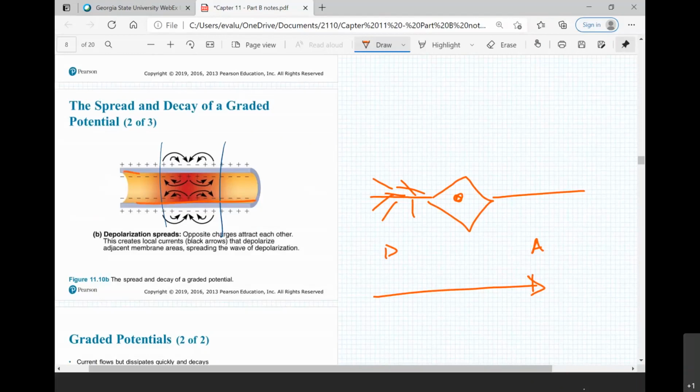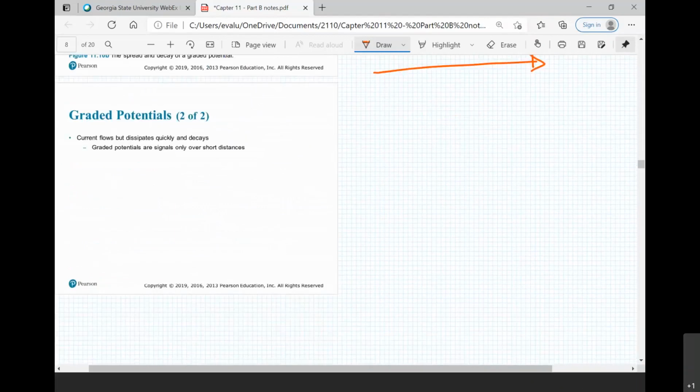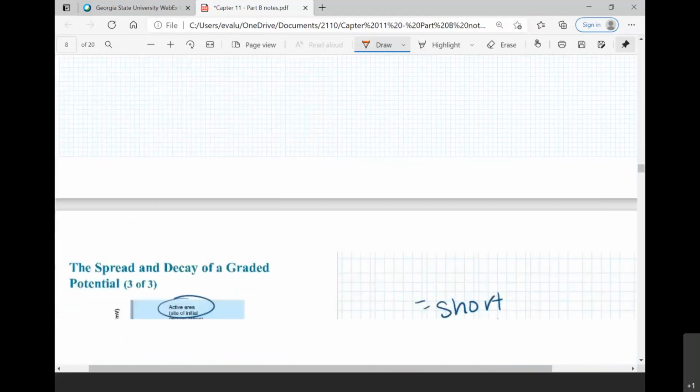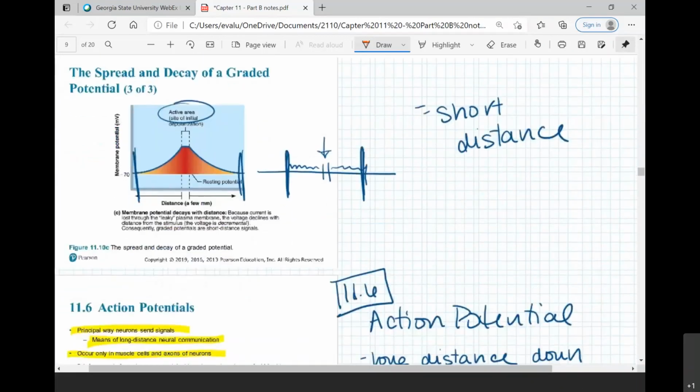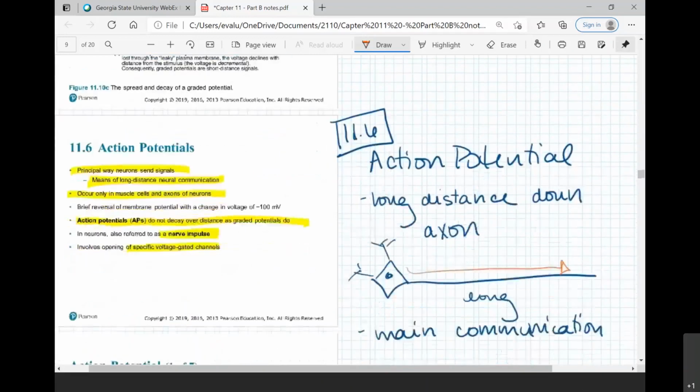Basically, if you have a tube, it will go either direction from where information occurs. So if information occurs here, it will peter out this way. It will also peter out this way. However, the farther it gets away, the charge will decay. So that's really what's going on. We're not going to spend a lot of time on that, but it will decay over short distances. So you can see again, this is the active site. This is where we made the signal, and then it decreases as it gets further and further away because it's only for short distances. Okay, so that's a graded potential. That's kind of the focus of that.